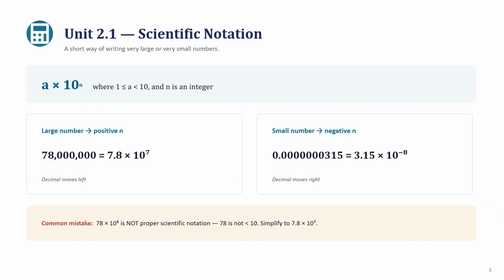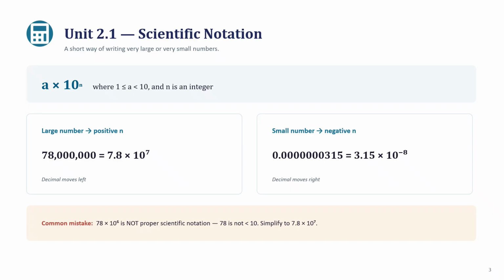Next up is scientific notation. This is just a smart and simple way to write extremely large or extremely small numbers. The standard formula is a times 10 to the power of n. Here, our coefficient a must always be a number between 1 and 10, and n is an integer. If we have a huge number like 78 million, we move the decimal point to the left, which gives us a positive power, 7.8 times 10 to the 7th power.